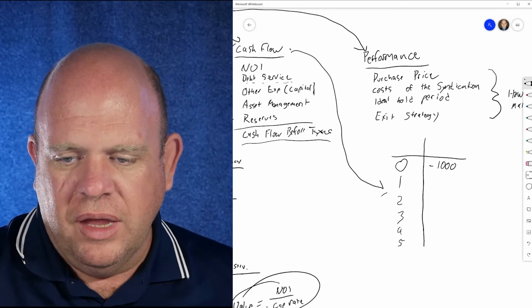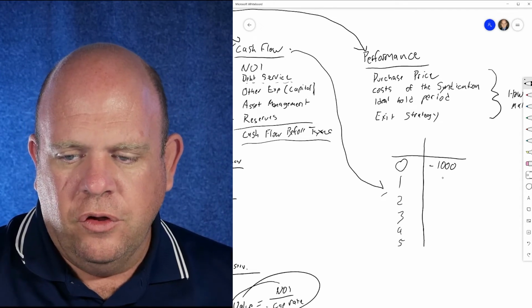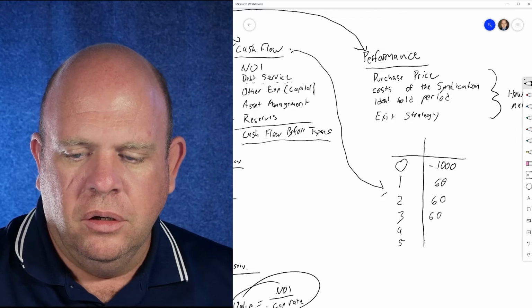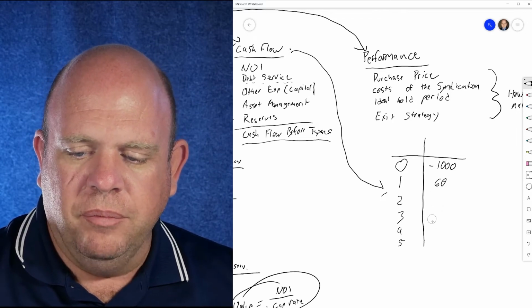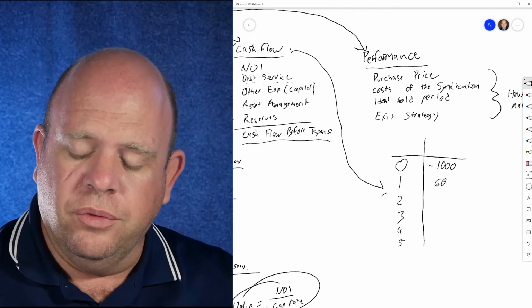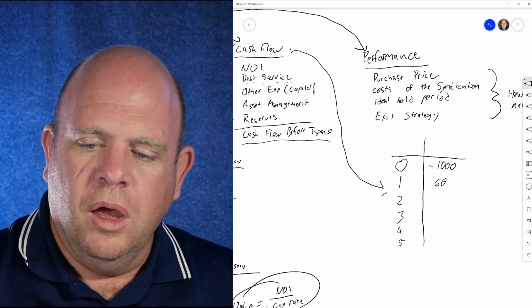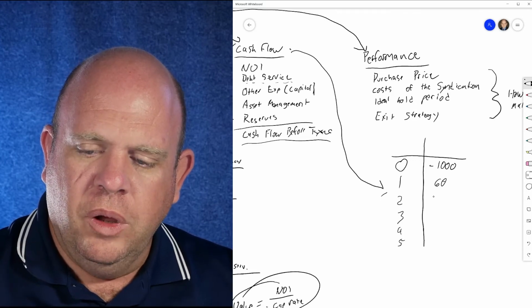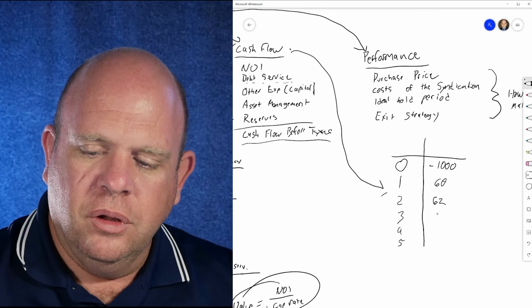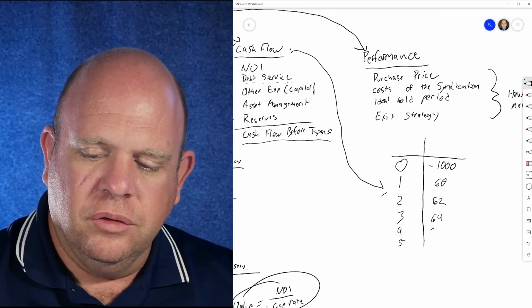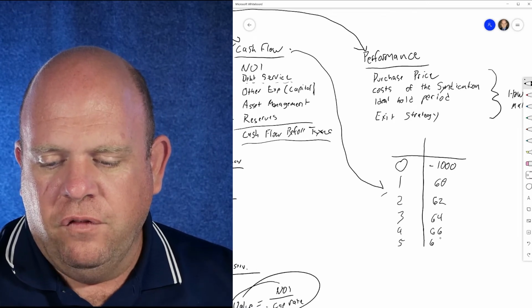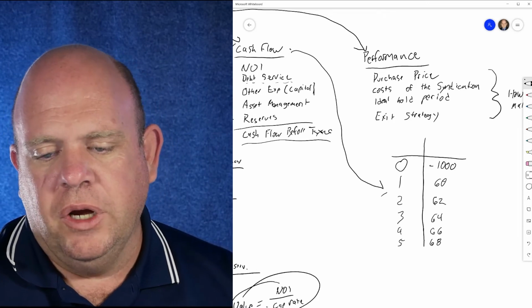So let's say for that $1,000, we're making $60 a year. But we actually have increases. That's why it's a cash flow. That's why you need to know your growth. In year 2, let's say it's 62. Just for ease, I'll just put easy numbers. And then in year 5, it's 68, right?